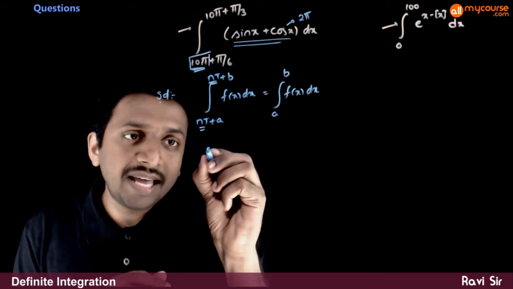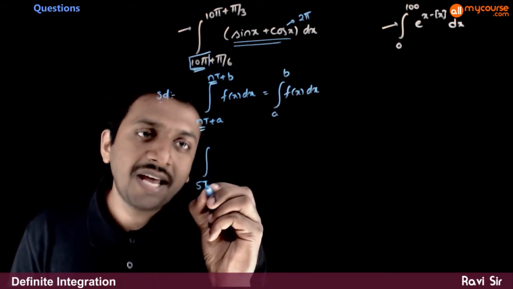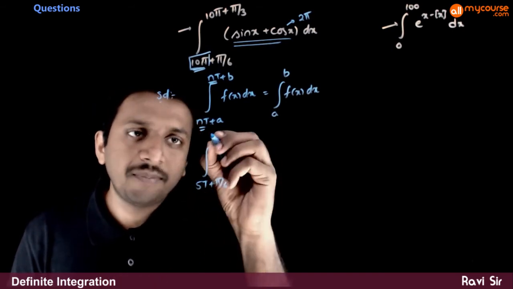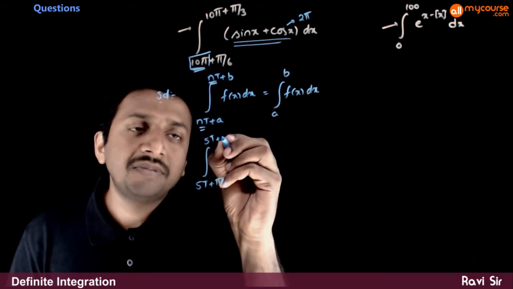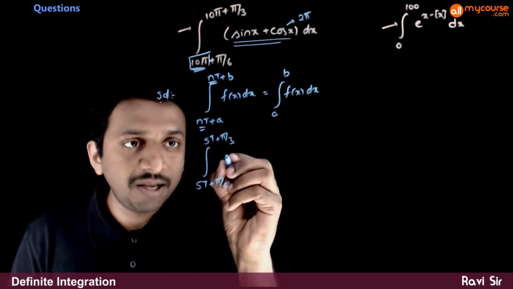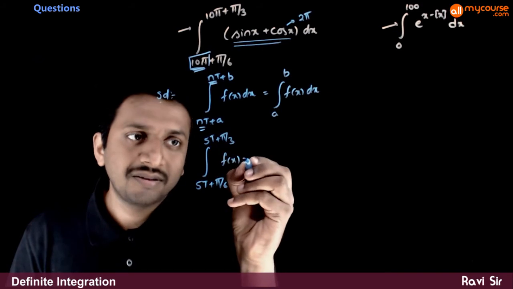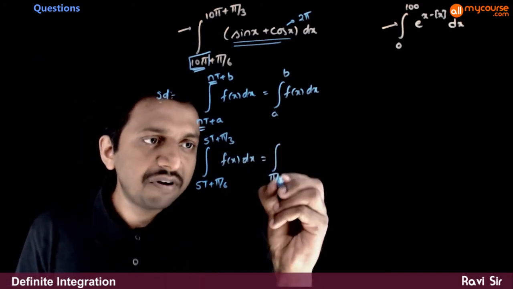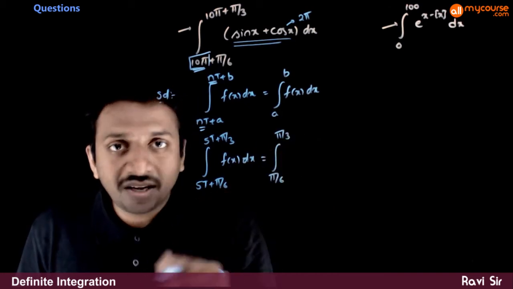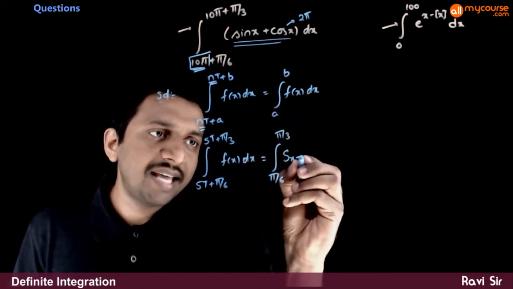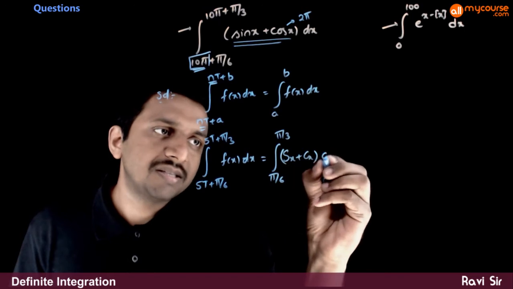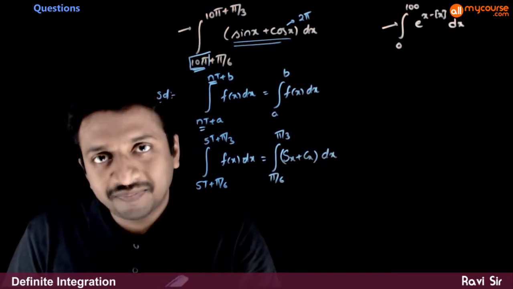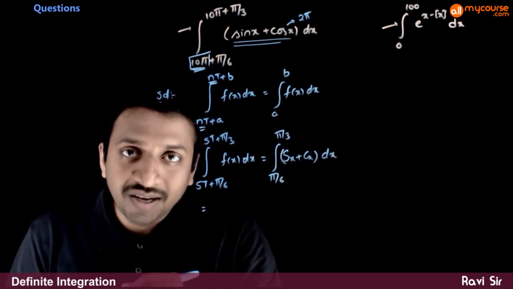So this looks like the integration from 5 times T plus pi by 6 to 5 times T plus pi by 3 of f of x dx. So can this be written as the integration just from pi by 6 to pi by 3 of f x dx, that is sin x plus cos x dx? Yes. So now I can integrate this very easily.